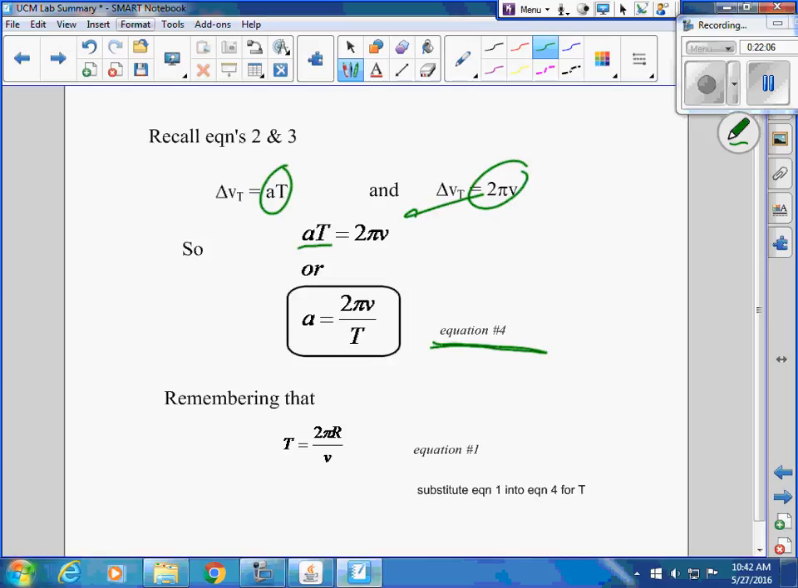Hang with me. Remembering that t is equal to 2 pi r over v, that's equation number 1, I'm going to substitute equation number 1 into equation number 4 for t. I'm going to take this right here and put it in there for t. And what am I going to get? I'm going to get 2 pi v over 2 pi r over v. Will there be some canceling going on? It feels like there should, right? We got this 2 pi thing going on here.